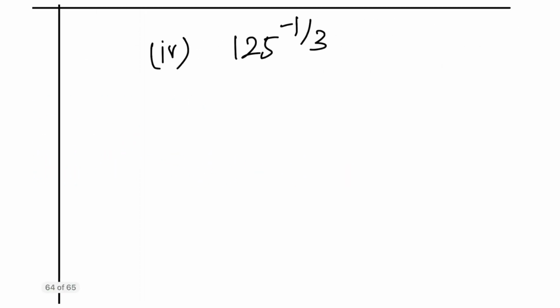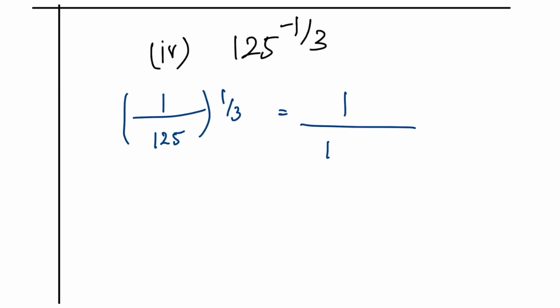Now the last subdivision of this question, which is 125 the whole power minus 1 by 3. Okay, so basically minus 1 by 3 in the sense it's 1 divided by 125 the whole power 1 by 3. You can represent it like that as well, or in other form you can just write it as 1 divided by 125 power 1 by 3. Okay, it's basically the same because the numerator is just 1, right?